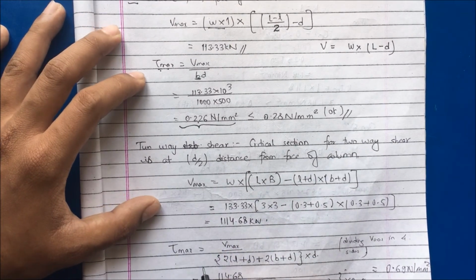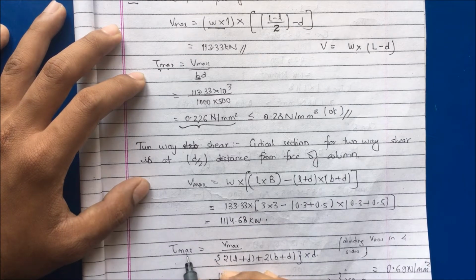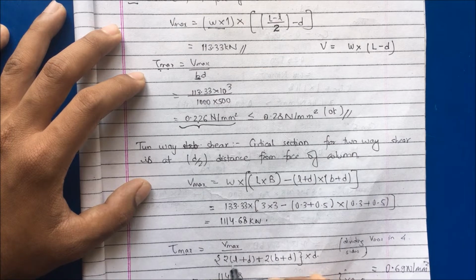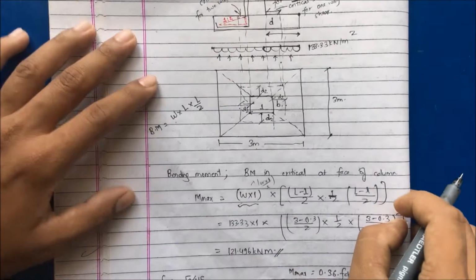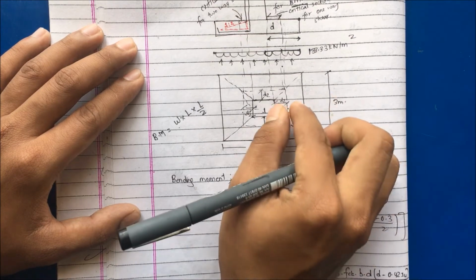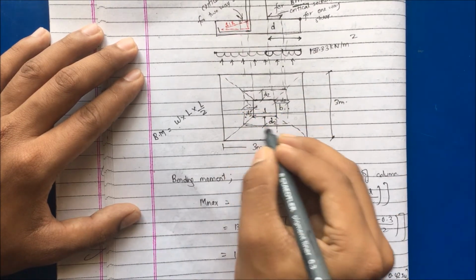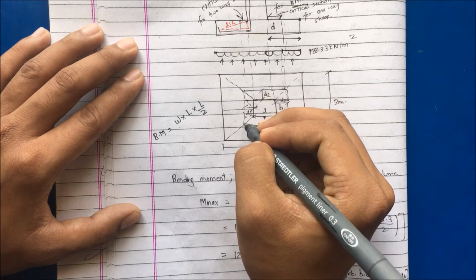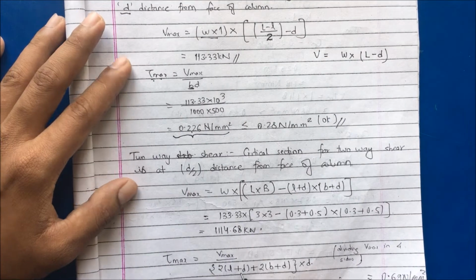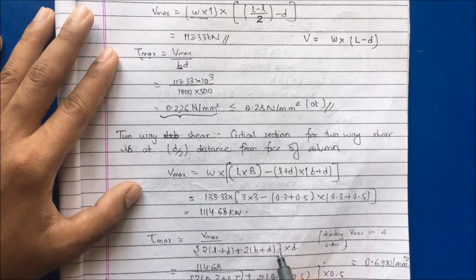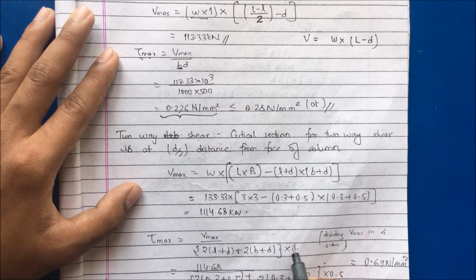Now let us find the maximum shear stress. Tau max is equal to V max by area. Now we will be taking the perimeter. Okay, this is the perimeter, 2 times of L plus D plus 2 times of B plus D. This is B here, but we have both as equal. So twice we have here 2 times of L plus D plus 2 times of B plus D into D. This is the depth, we are finding the area.